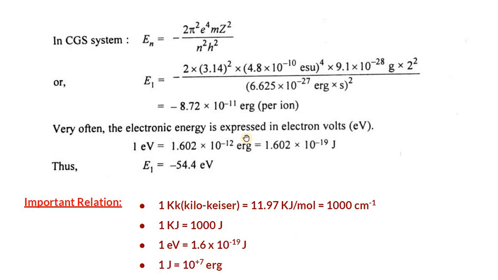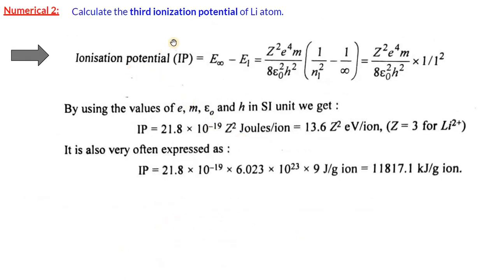Okay, so let's have another problem. Let's practice another problem: calculate the third ionization potential of the lithium atom. Here it says lithium atom, but focus on these three words: third ionization potential. That means for lithium 2 plus. Lithium to lithium plus is the first ionization energy, lithium plus to lithium 2 plus is the second ionization energy, and lithium 2 plus to something else is the third ionization energy. That means this is a one electron system, right? So for lithium 2 plus systems, you have to calculate the ionization potential. That is called the third ionization potential, right?